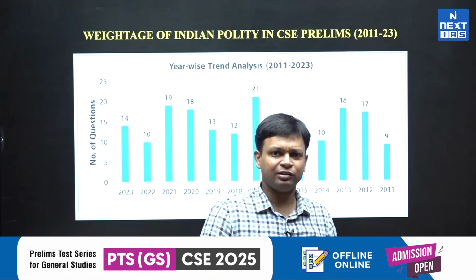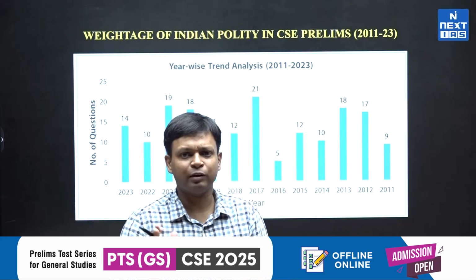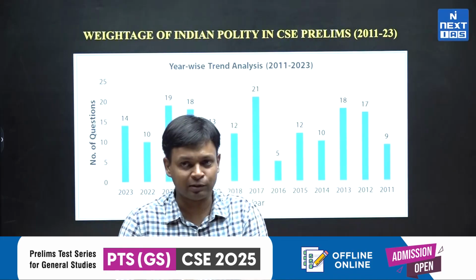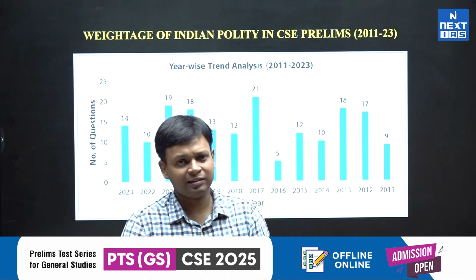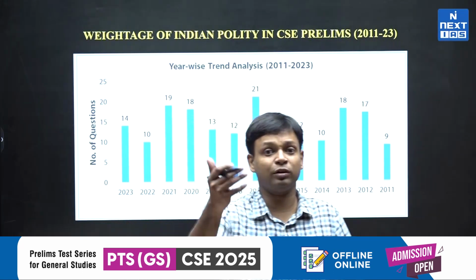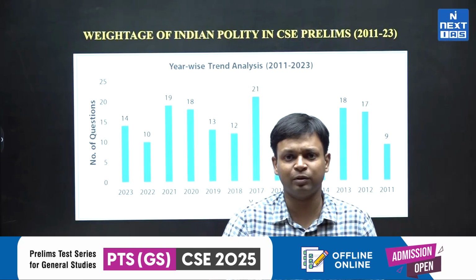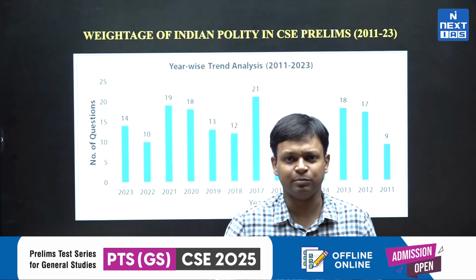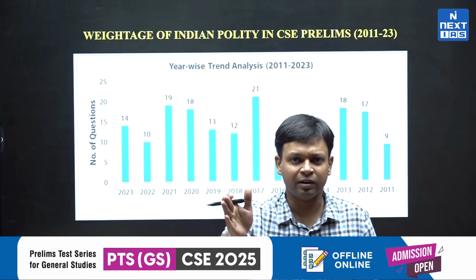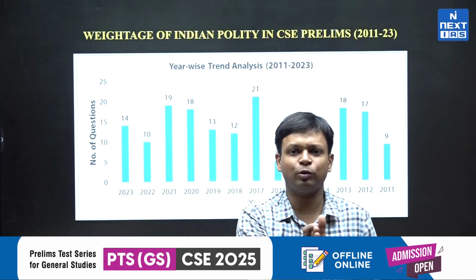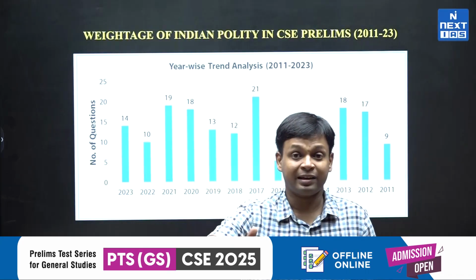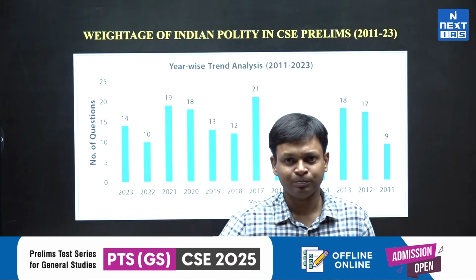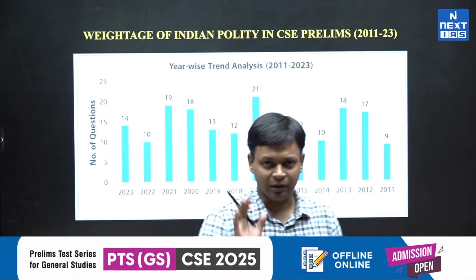By and large you are getting somewhere between 10 to 15 questions, sometimes it can go to 20 also, as is true for any other subject. In other subjects also you see that sometimes, for example this year, geography had a very high number of questions. That happens with every subject. So we have to be mentally prepared that on an average I am going to get 15 questions from polity. It can be 12, it can be 10, it can be 20 also, it can be 22 also. Normally that is the number.